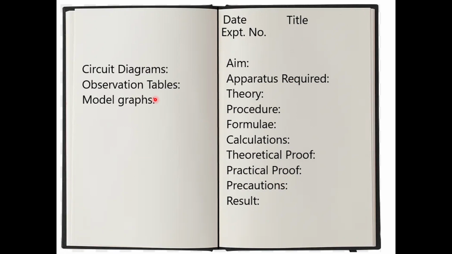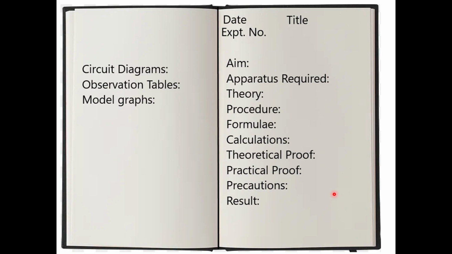These are the right side pages. This is the left side page. In the right side pages, you must write whatever I have shown here on the right side. So first of all, you must start with the title. You must write the date and experiment number. Later, you must write aim, apparatus required, theory, procedure, formulae, calculations, theoretical proof, practical proof, precautions and results.